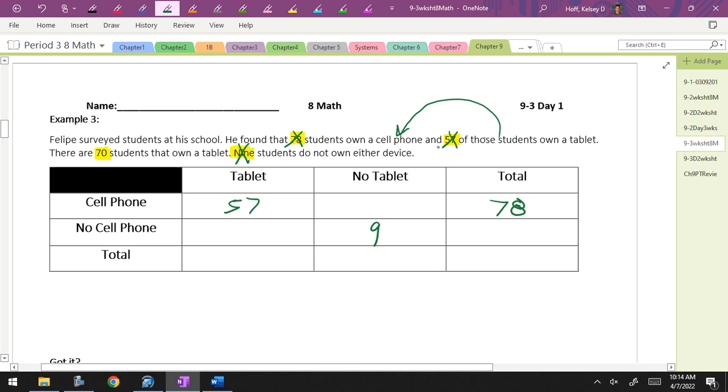There are 70 students that own a tablet. Here? Yeah. Are you sure they don't own a cell phone? Oh. Yeah, it doesn't say anything about a cell phone, right? So this just says 70 students own a tablet. So tablet, I can't fill in these. I have 70 here. See where you have to pause and break apart your sentences there? On your own, add and subtract to fill in the blanks.